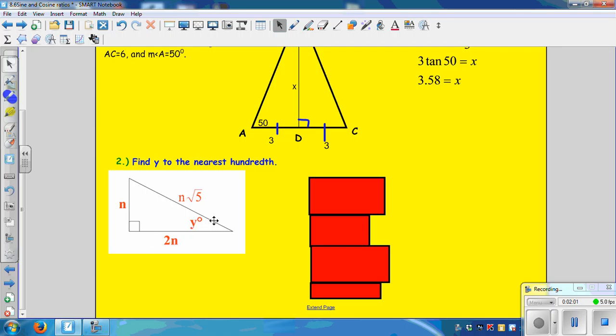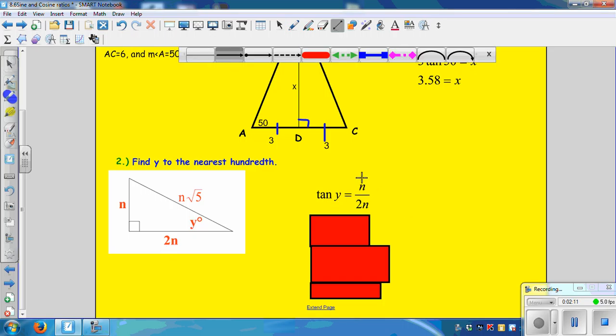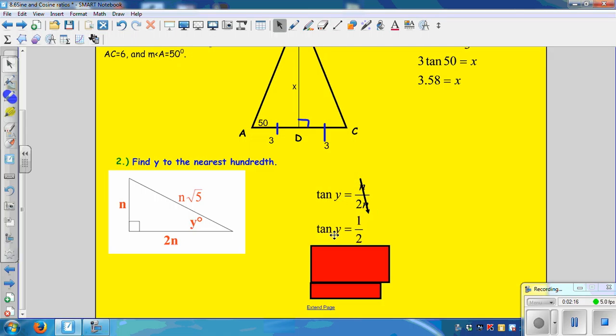Even so, you can calculate using tangent relationships. So the tangent of y is n over 2n, but the n's cancel out. So I'm left with 1 over 2. So the tangent of y is 1/2. To solve for y, we're going to multiply both sides by tan inverse. So we have tan inverse of 1/2, which is 26.57 degrees.